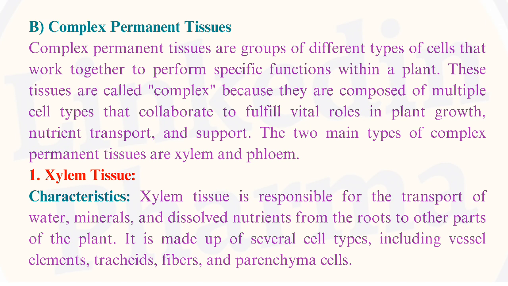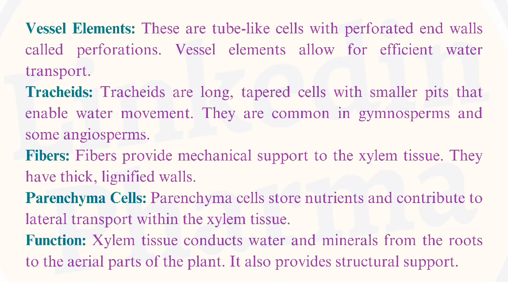1. Xylem tissue. Characteristics: xylem tissue is responsible for the transport of water, minerals, and dissolved nutrients from the roots to other parts of the plant. It is made up of several cell types, including vessel elements, tracheids, fibers, and parenchyma cells. Vessel elements: these are tube-like cells with perforated end walls called perforations. Vessel elements allow for efficient water transport.